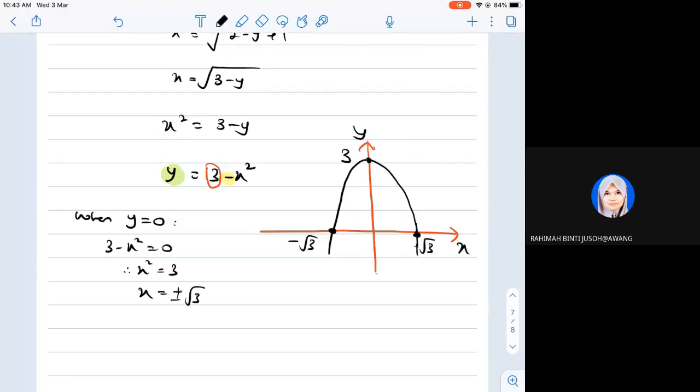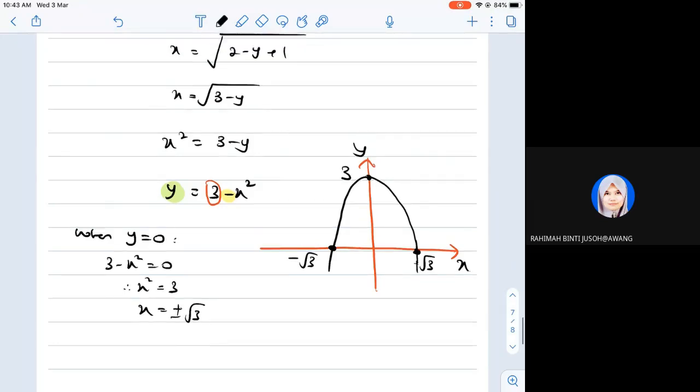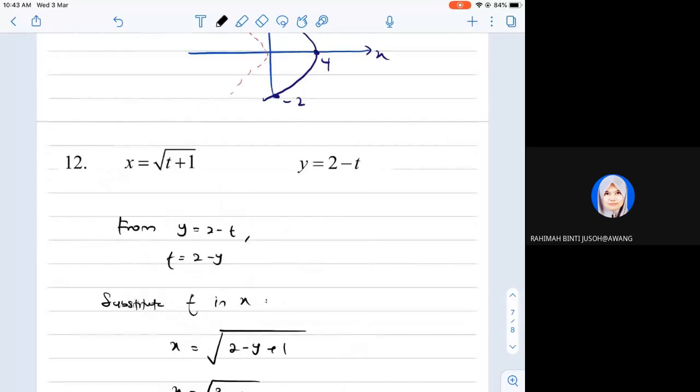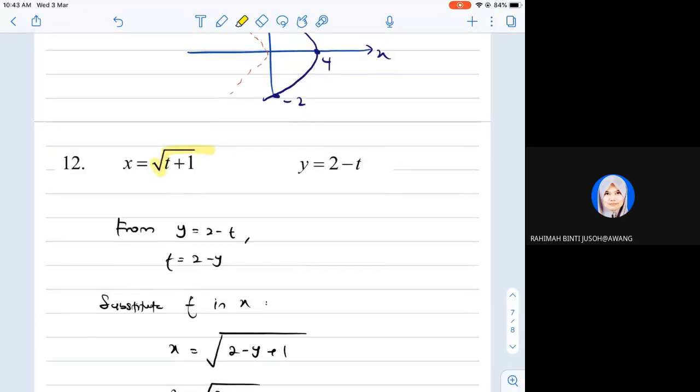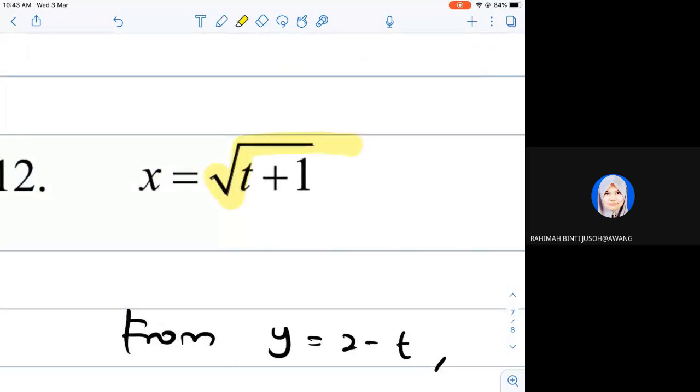Okay, now we are not done yet. If you leave your answer like this, 1 mark will be deducted. So what you should do next is you have to look again at the original equation. Kalau you ada square root sign, you have to be careful guys. Okay, bila ada square root sign macam ni, you have to be careful.